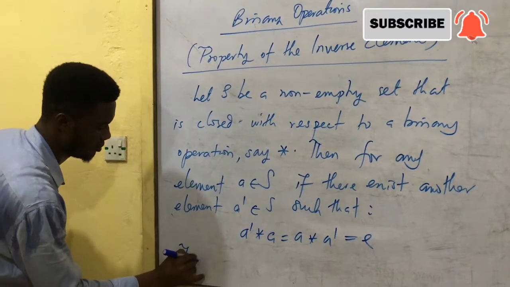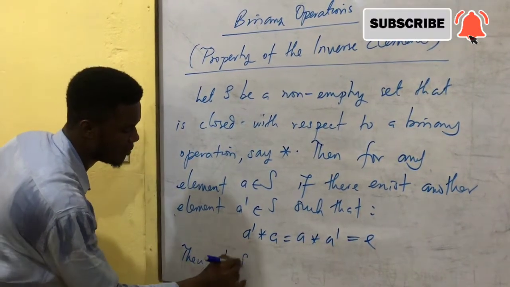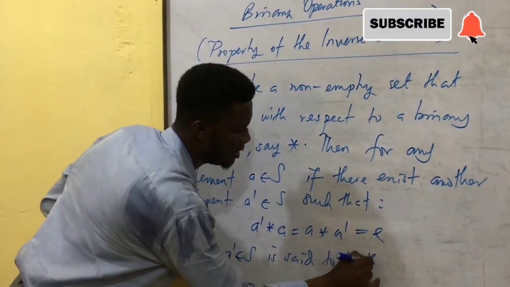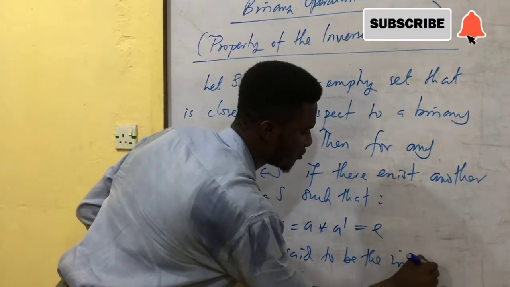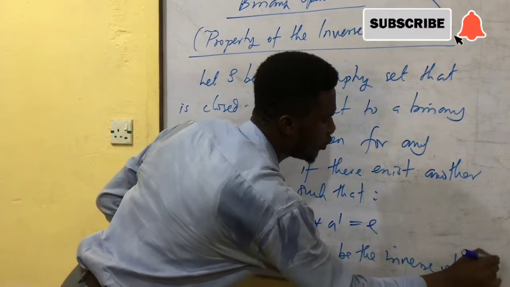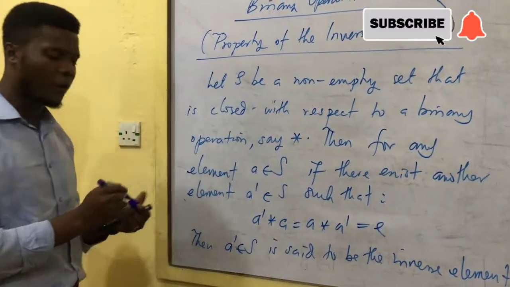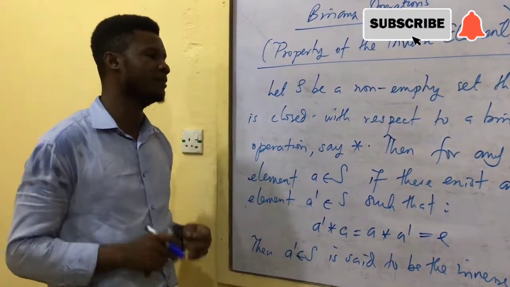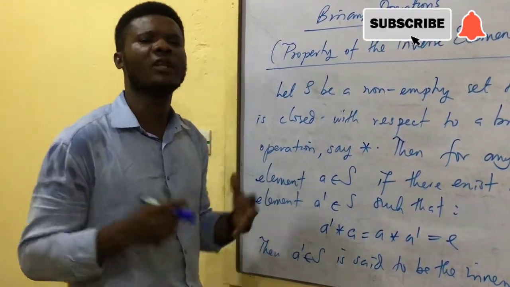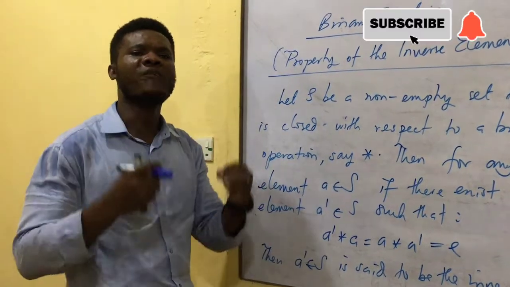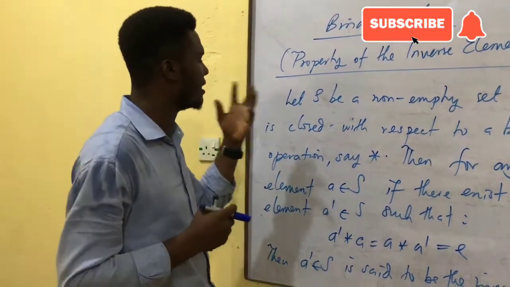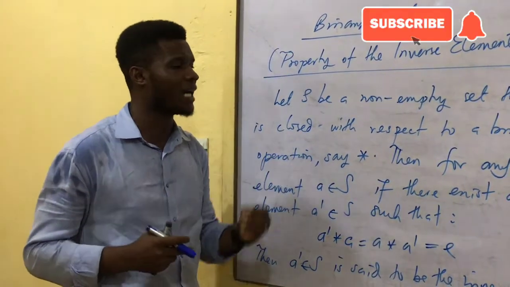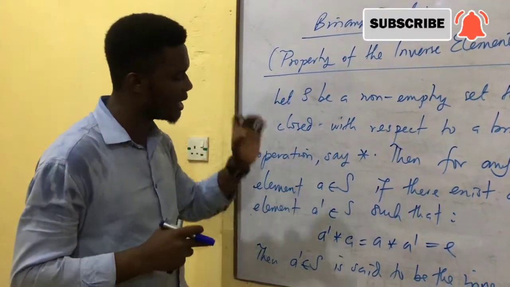Then A prime that is a member of S is said to be the inverse element. So what am I saying? Now, the property I've written on the board is the property of the inverse element. What it means is this: unlike the identity element, every element in a set, a non-empty set that is closed with respect to a binary operation, can actually have an inverse element.